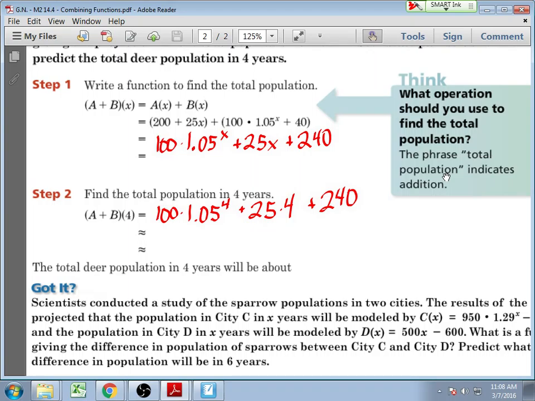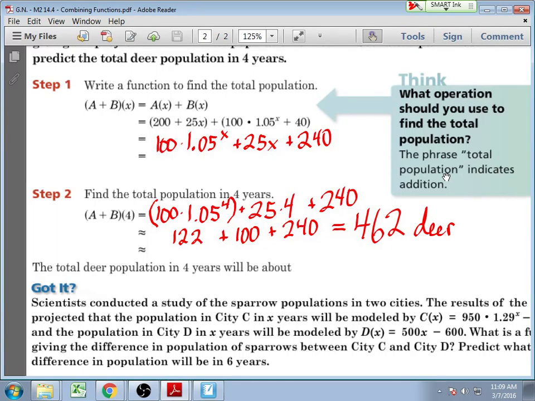When I evaluate that little exponential group in the parentheses here, I get 122. I get 100 out of that, and I get 240 out of there. And when I combine it all together, I see my total population is anticipated to be 462 if it keeps the same model. Obviously, if they introduced any other variables, like allowing extra hunters or protecting the area, because it told me it was deer population.